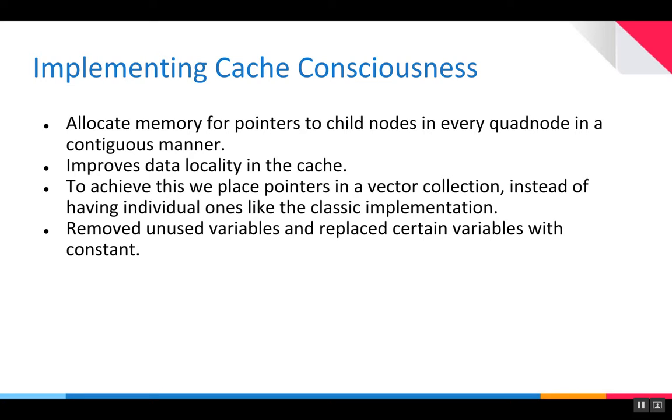So what we did is we took each node and put it in a vector collection. All the nodes are represented in a collection, and so when it's allocated, all the memory is allocated on one particular cache line, based on the cache line size. So one quad node will have all of its children and all of its bounding box data in one particular cache line, instead of having it in different pointers, which would result in pointer chasing. To achieve this, we placed all the pointers in a vector like I explained. Additionally, we removed many unused variables and hard coded some, to make sure we don't use additional variables in the stack.